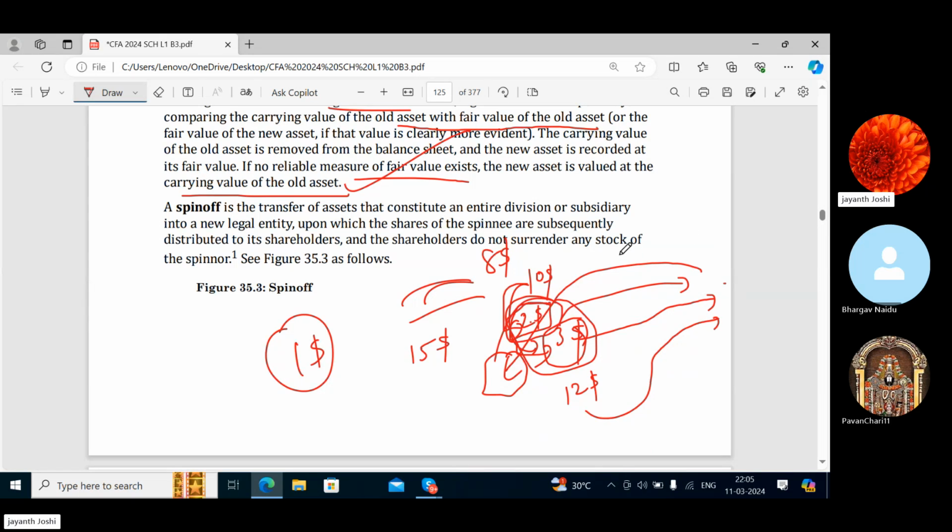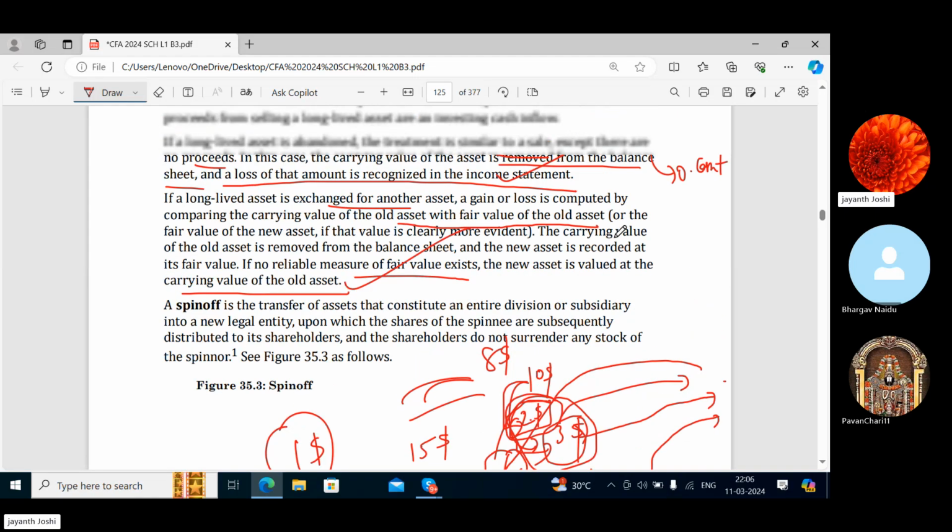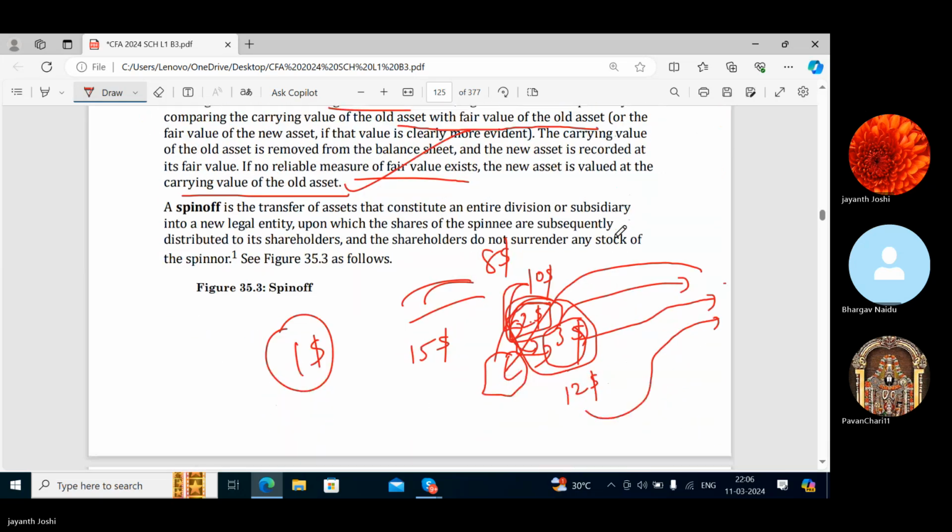In that case, showing profit or loss would not be feasible. Only the profit or loss can be shown if there is a market value available for an asset. Market value or fair value.